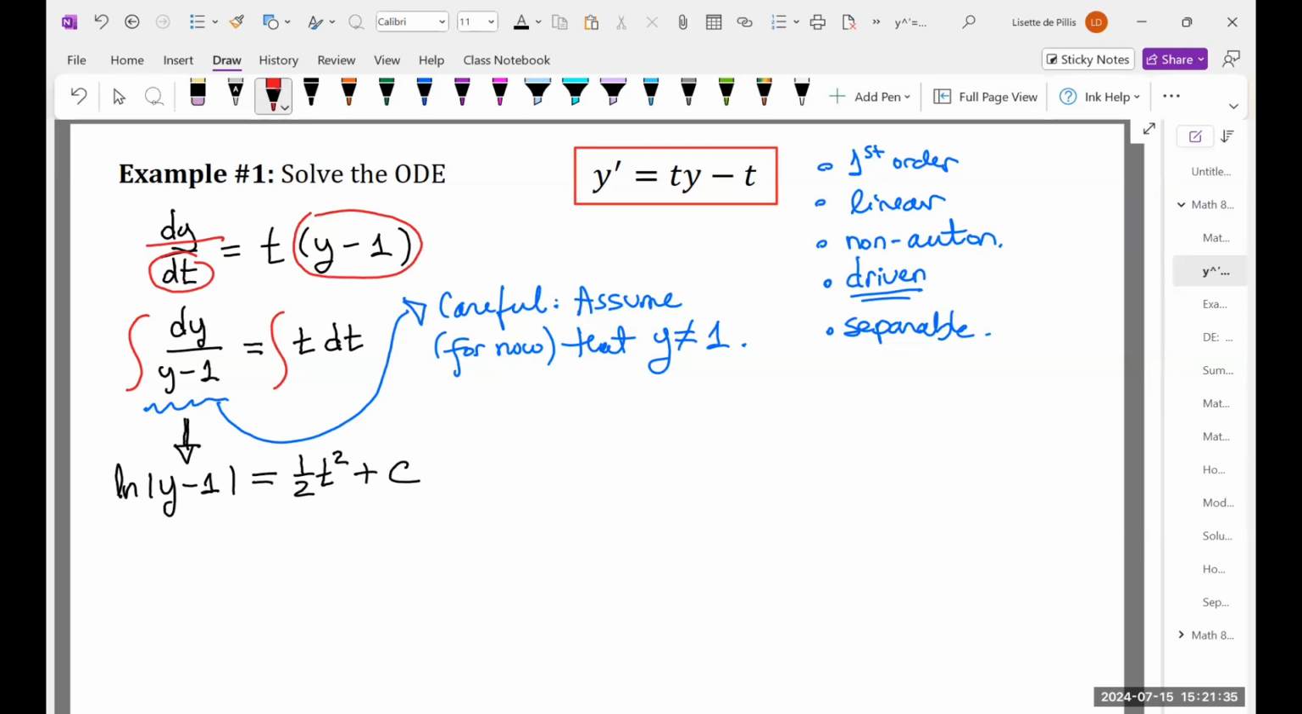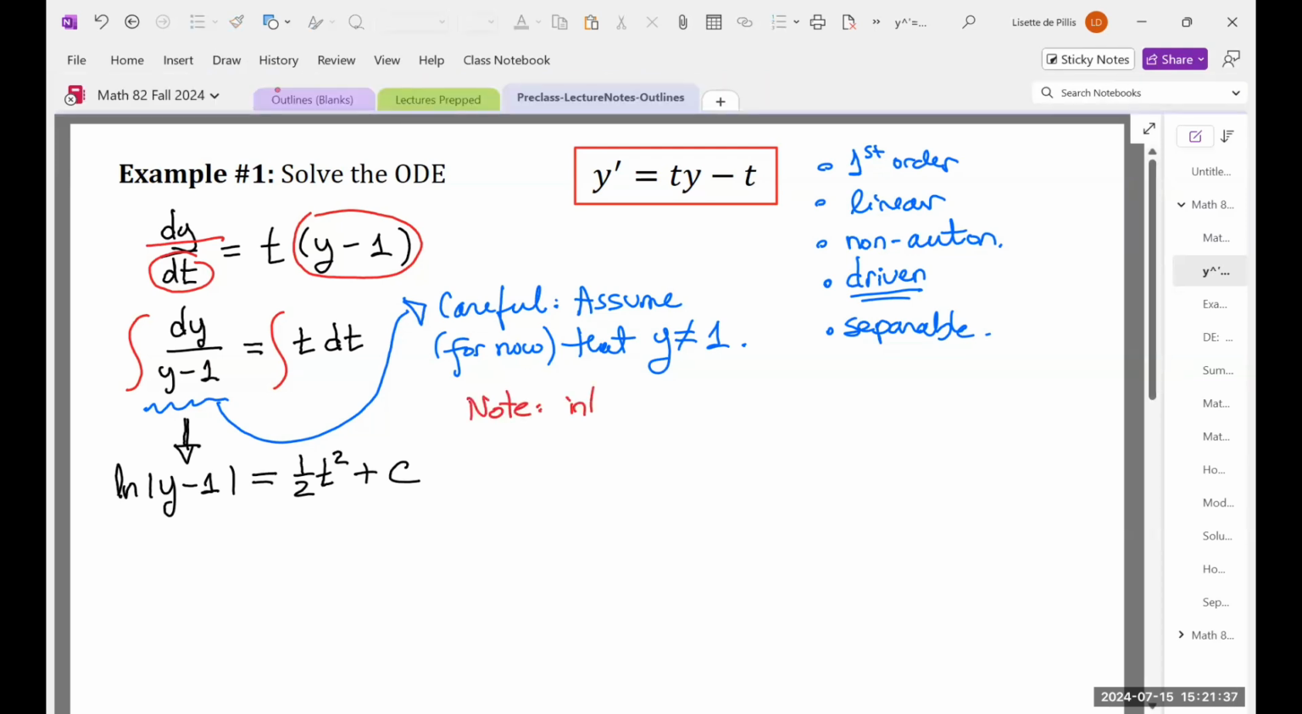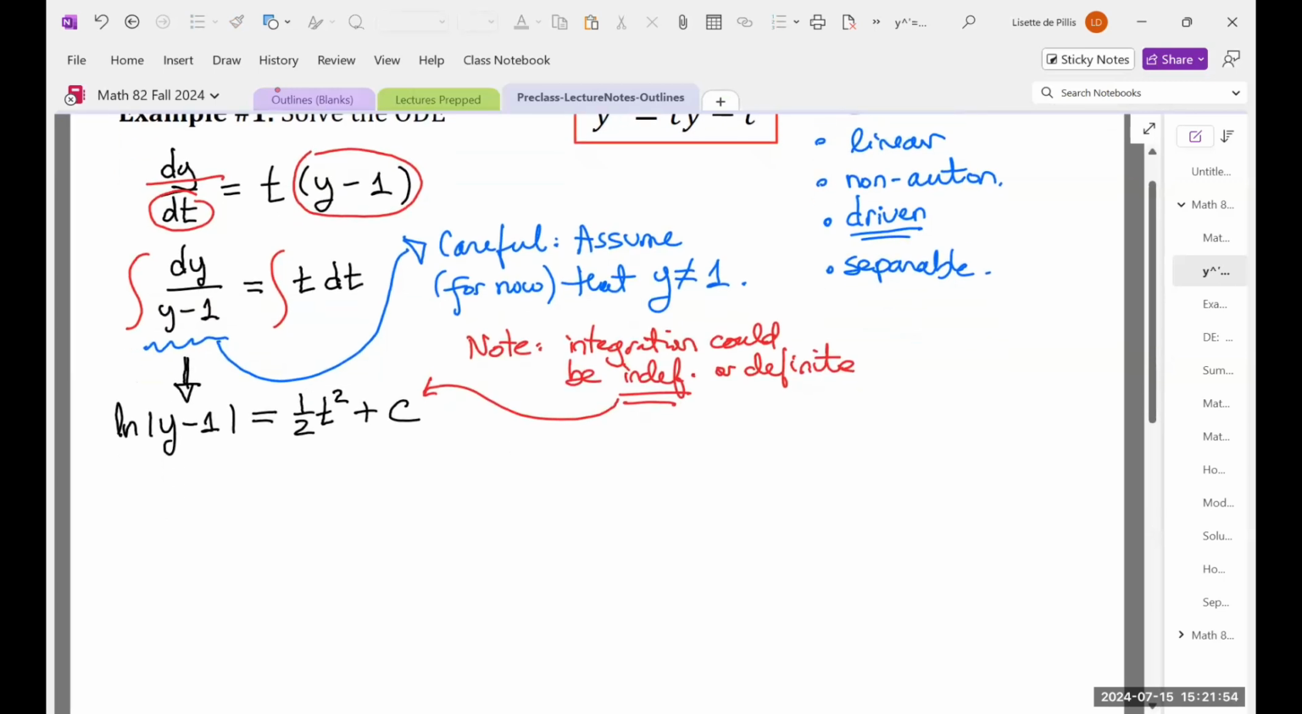So I'll just put a note here. Note, integration could be indefinite or definite. But if it's indefinite, always remember your constant of integration. That will end up being important. Okay, now we're in a position to solve for y.